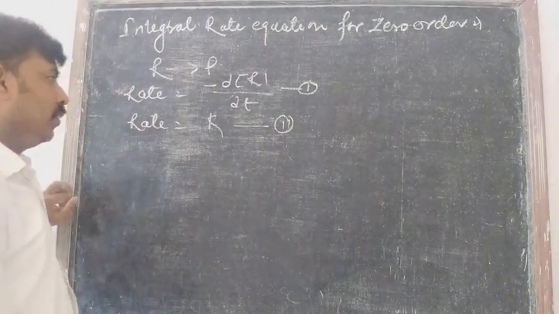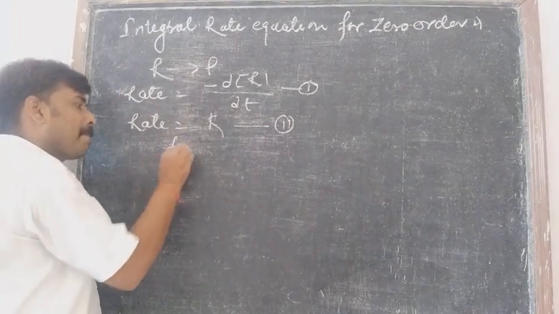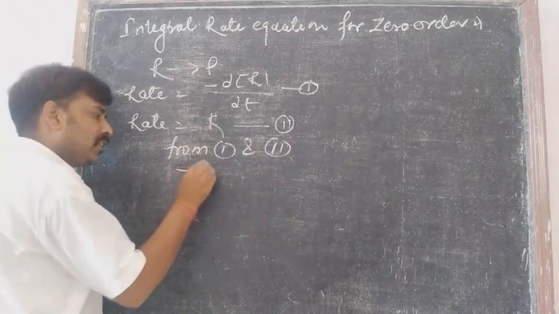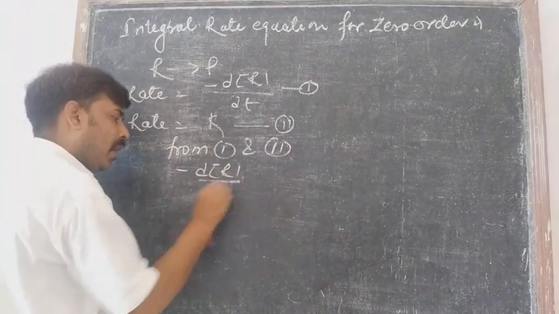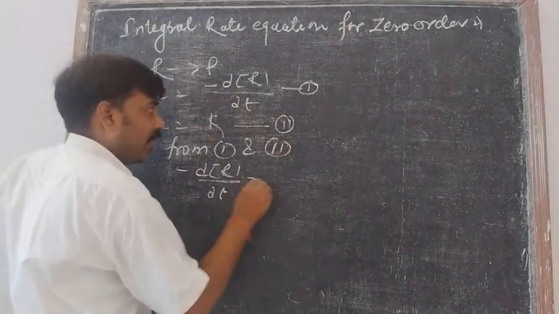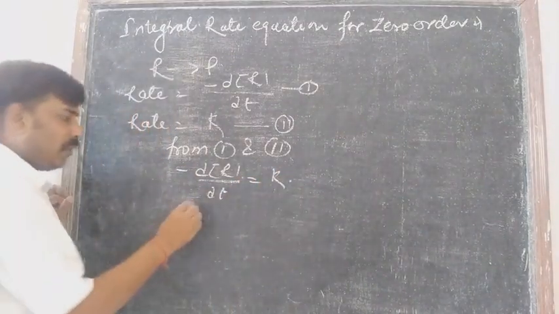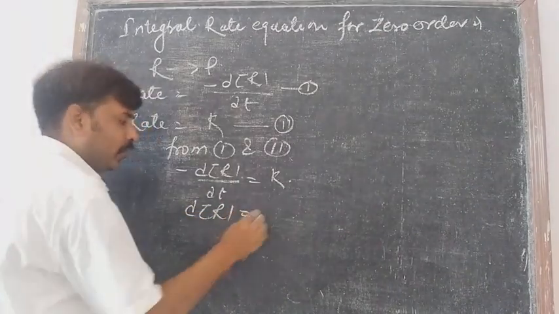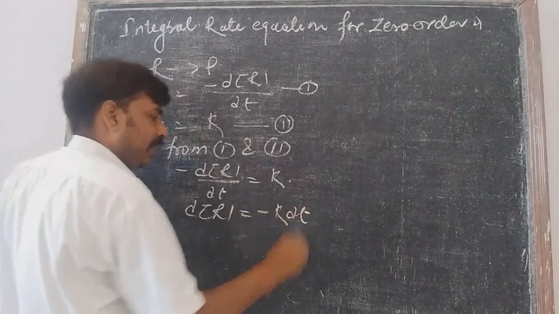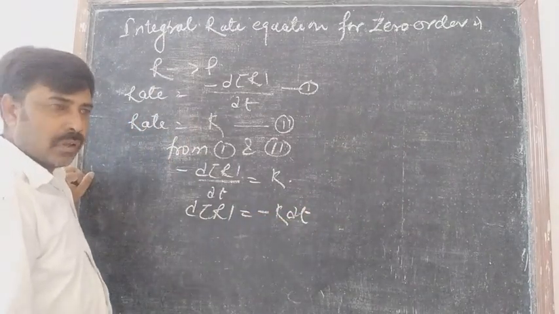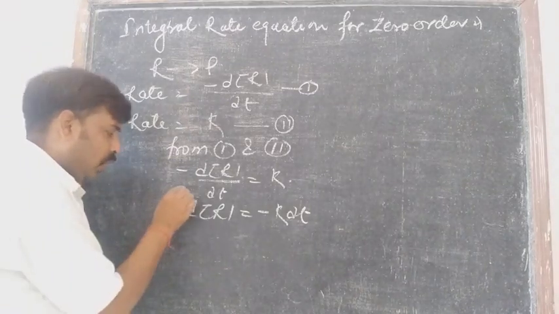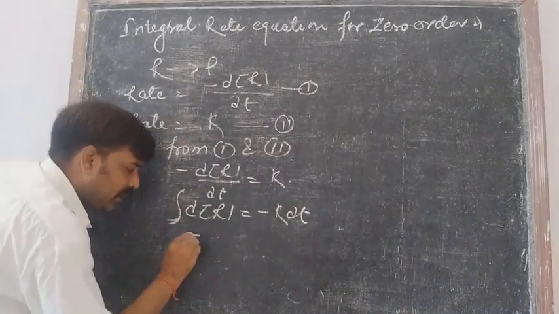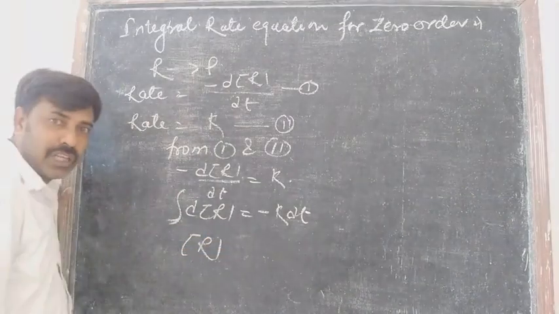Now in this condition, from equation 1 and 2, you can get minus d concentration of R by dt equals k, or we can write d concentration of R equals minus k dt. Now we are going to integrate it. So on integrating this equation, we can get the concentration of R.